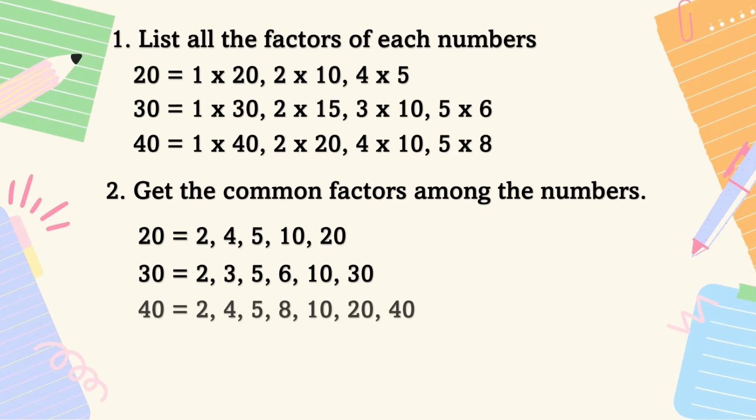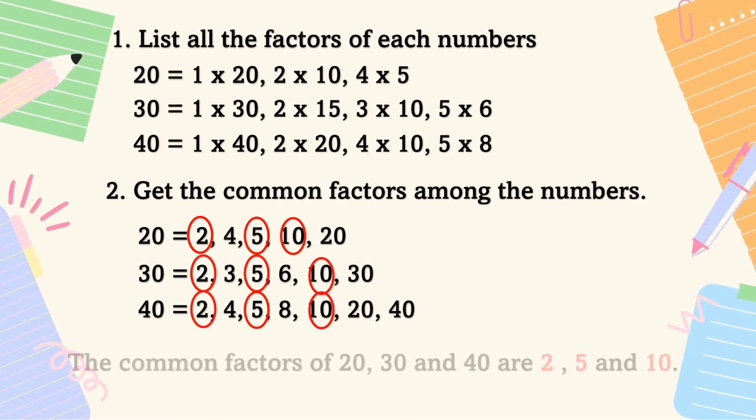Now, let's identify the common factors of these three numbers. Let's have 2, 5, and 10. Therefore, the common factors of 20, 30, and 40 are 2, 5, and 10.